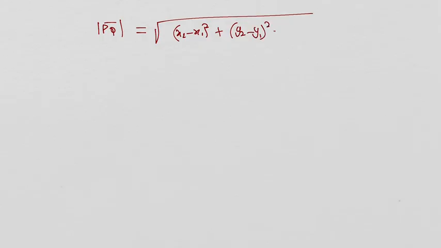In terms of magnitude, if you ask me to find it, yes, I can find it. It is equal to the square root of (x2 minus x1) the whole square plus (y2 minus y1) the whole square plus (z2 minus z1) the whole square. Is this okay?